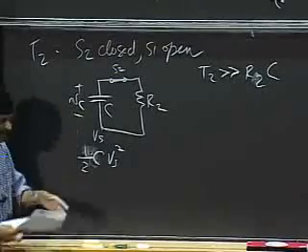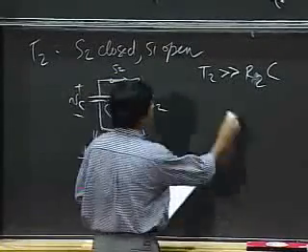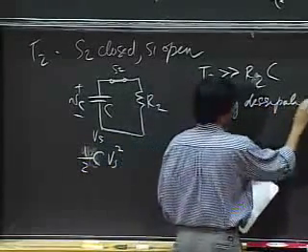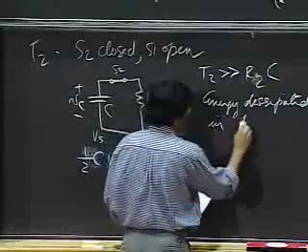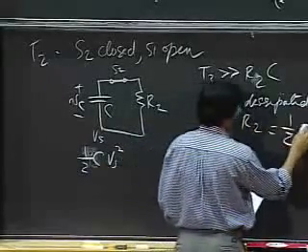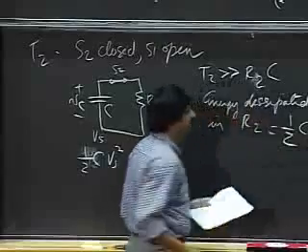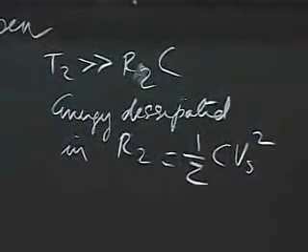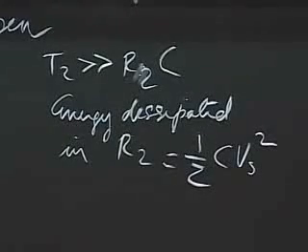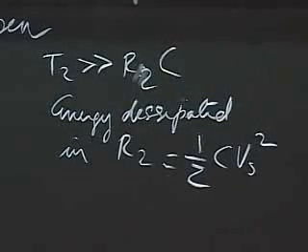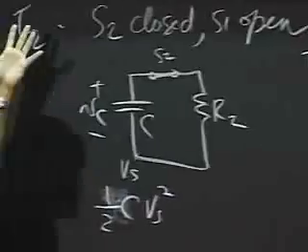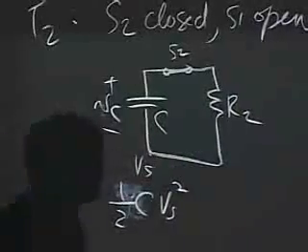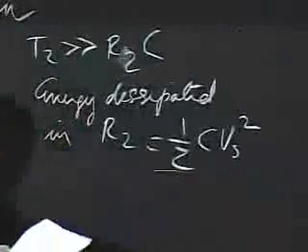So if T2 is much greater than R2C, then the energy dissipated in R2 is simply half C Vs squared. So notice that the energy dissipated in R1 in the first half cycle is half C Vs squared. And in the second half cycle, during T2, if T2 is large enough, all this energy gets dissipated in this resistor R2. And I have that expression here.